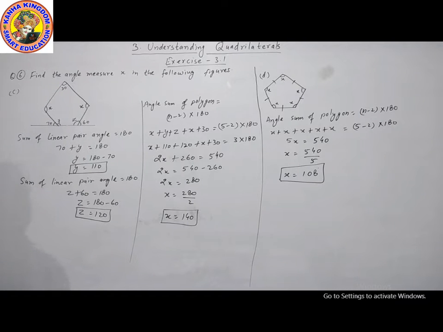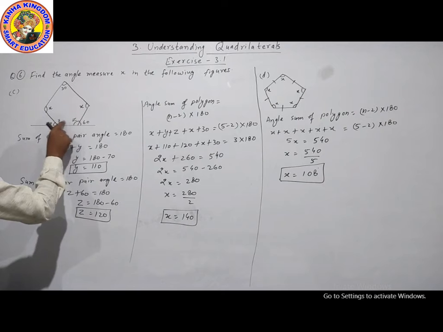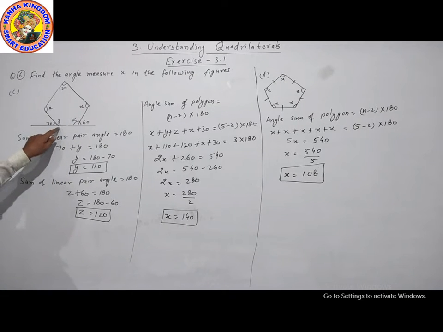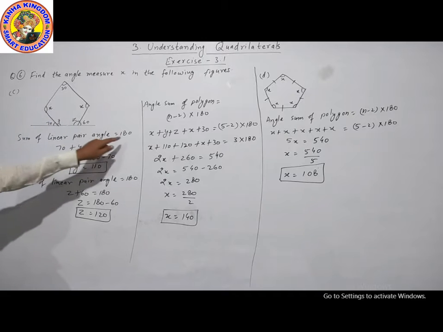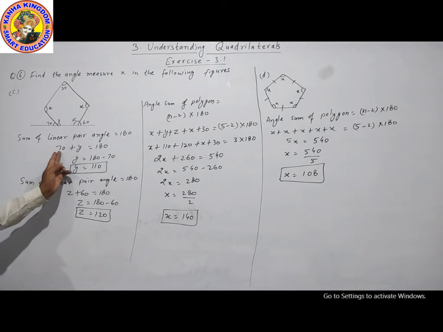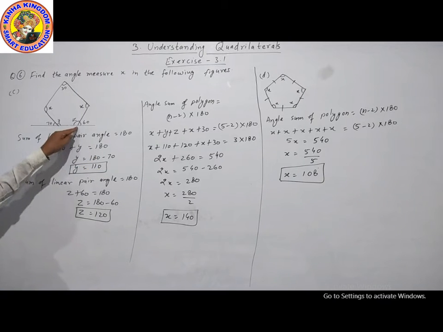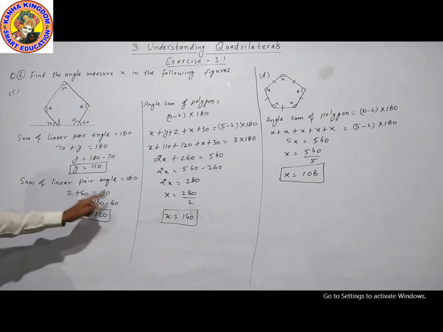Now taking beginning from this question. Find the angle x. In this diagram, two angles are missing. We will name these y and z. First of all, for finding the value of y, this is our linear pair angle. Sum of linear pair angle is 180. So 70 plus y is equal to 180. Now transposing 70, 180 minus 70 is 110. For finding the value of z, these are linear pair angles. Z plus 60 is equal to 180. Transposing 60, answer is 120.